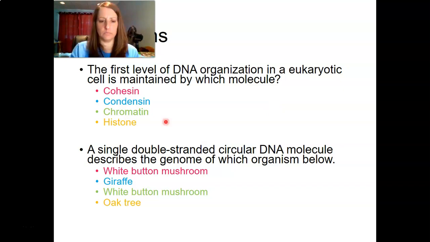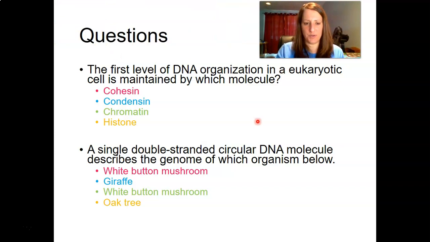Okay, last question, and I see a typo, so I'll fix it while I talk through it. So you've got to remember what I'm saying here. A single double-stranded circular DNA molecule describes the genome of which organism below? And I have white button mushroom twice, so let me correct that. So let's say in red, the first answer, let's say that's E. coli, which is a bacteria.